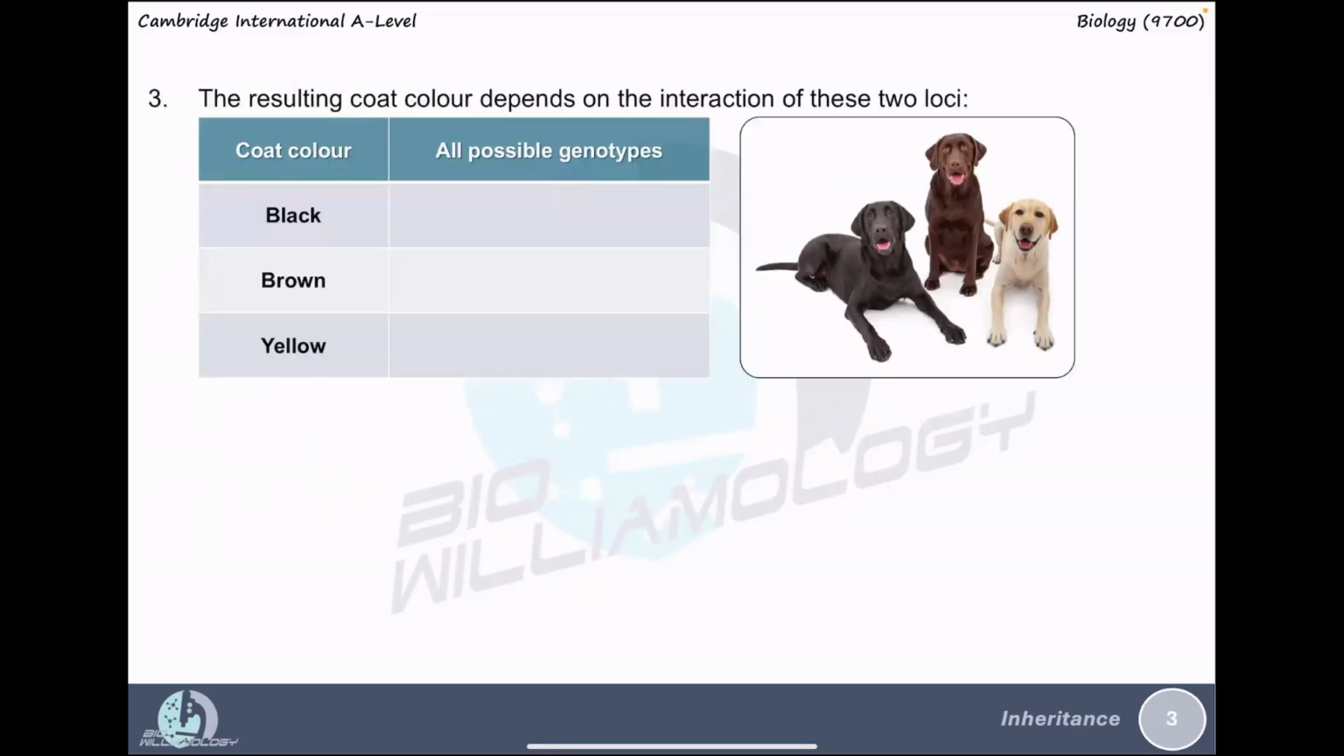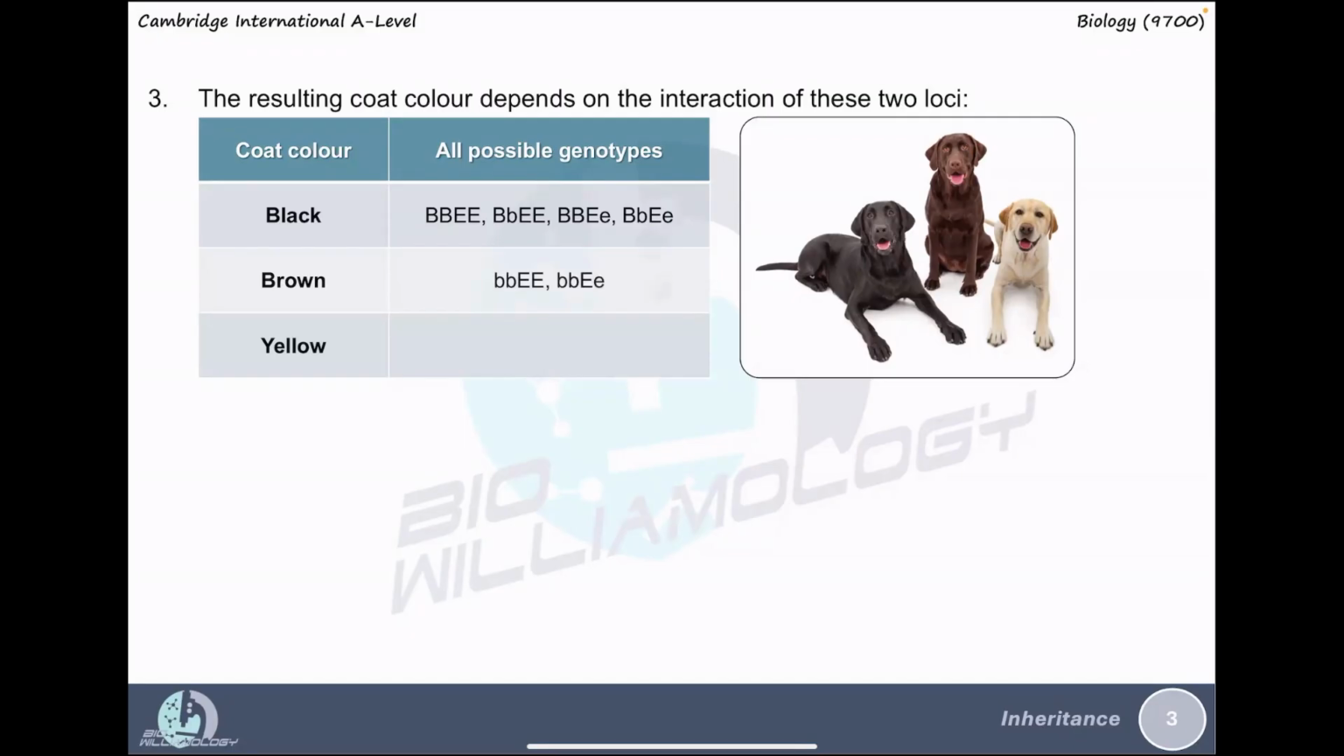So based on the inheritance pattern and the interaction between the two genes, now let us try to find out what the possible genotypes are for a black coat. For a black coat, the dog or retriever must have at least one dominant allele B to make sure that it produces the black pigment, and must have at least one dominant allele E to make sure that this pigment can be deposited.